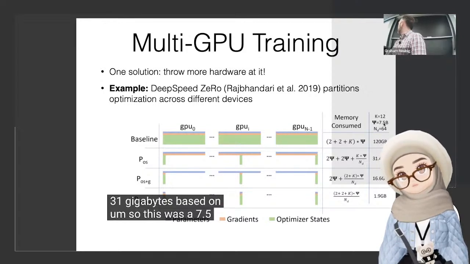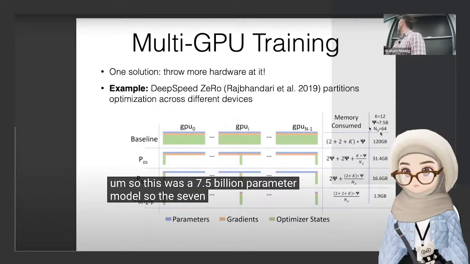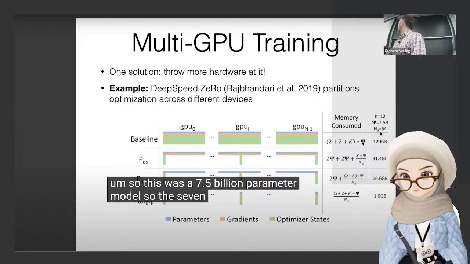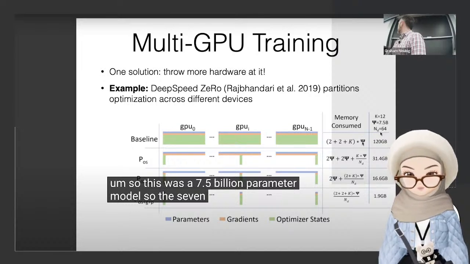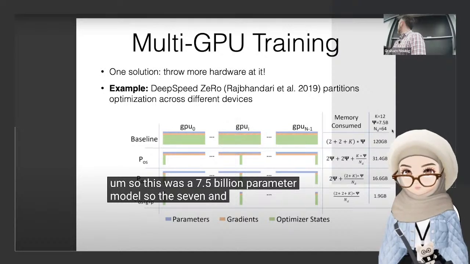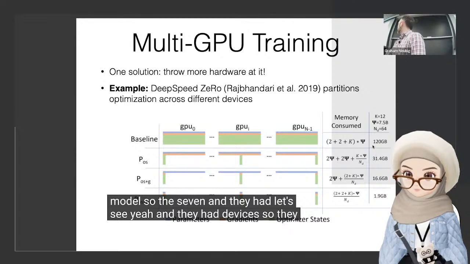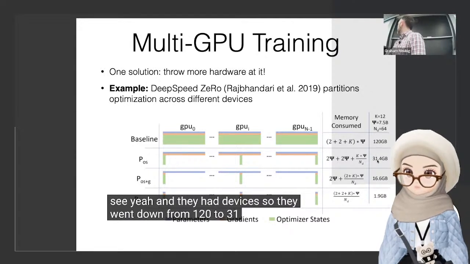So this was a 7.5 billion parameter model. Oh, this means parameter? I was like, what is this Poseidon thing doing here? Is it Poseidon's trident? I don't know, but it looks cool. And they had 64 devices. So they went down from 120 to 31.